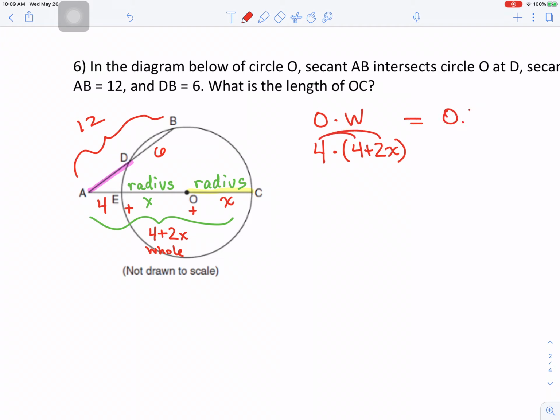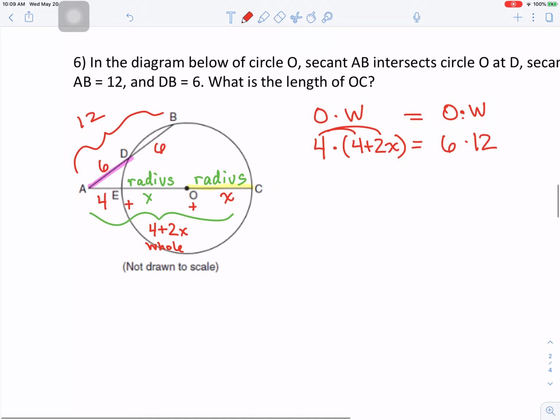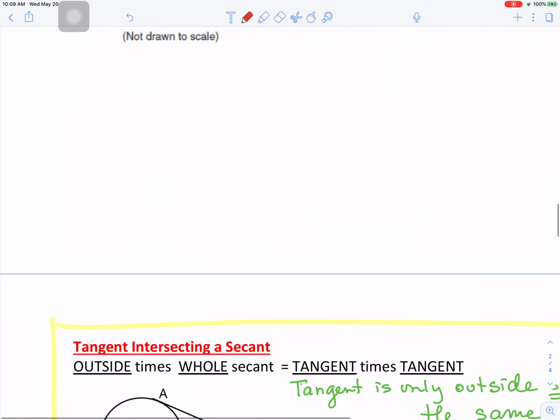On the other side, outside times whole, I'm stuck. I don't have the outside. I highlighted it pink for you. The outside isn't there. I know the inside is 6, and the whole thing is 12, so the outside must be 12 minus 6, which is 6. It's kind of a bad question because kids who mess this up, this would have been better if this was 7. Any number here would have been better than 6, because with 6, if you put it here instead of here, you still get it right. Okay? All right, and then you do distribute, solve, and you can fix that one.